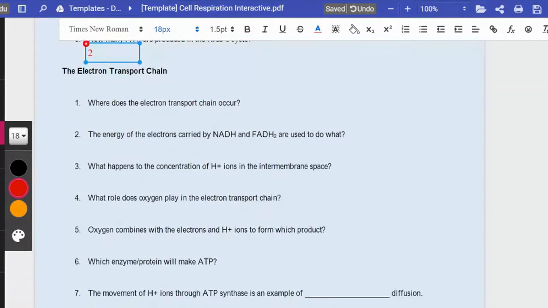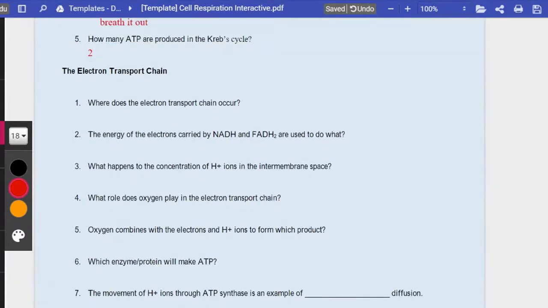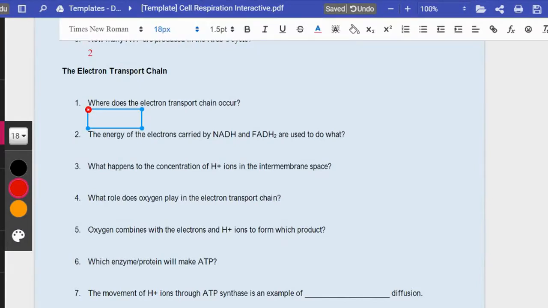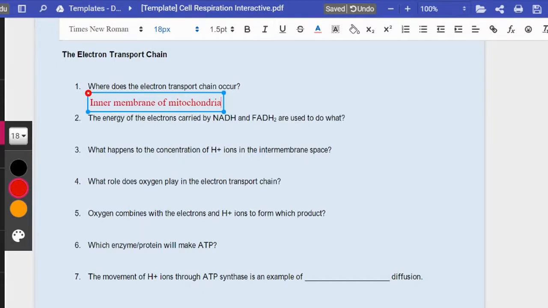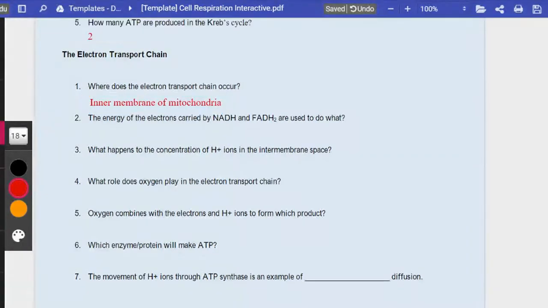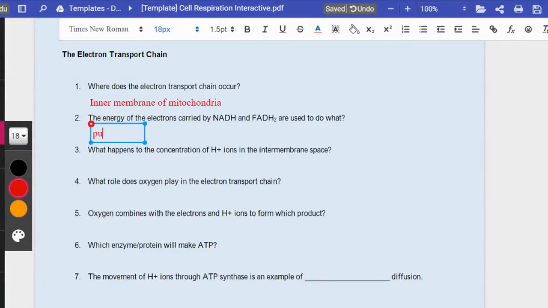And the last one, the electron transport chain. Where does it precisely occur? It occurs in the mitochondrion, but it occurs along the inner membrane of mitochondria. The energy of the electrons carried by NADH and FADH2 are used to do what? They are used to pump hydrogen, or H+, those are cations. Remember, negatively charged ions are anions. This is a cation. But they're used to pump H+ ions outside the inner membrane.